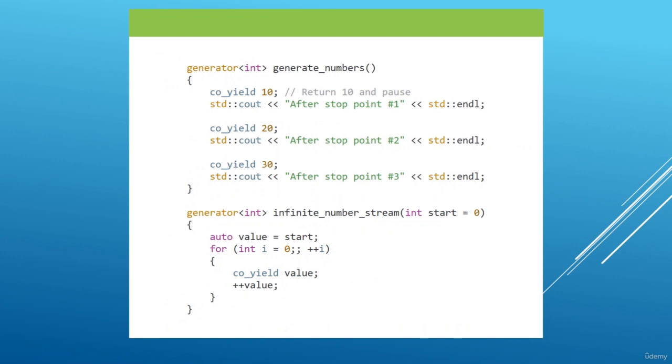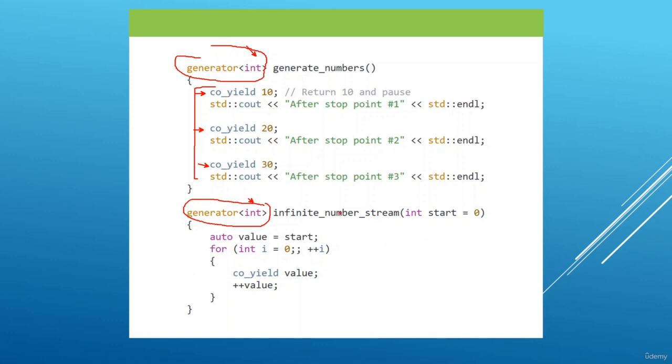Now, once we have this, we can set up a bunch of coroutine functions that are going to return our generator coroutine type. Because it is a class template, we are going to create template instances for whatever type we want to generate. In this case, we want to generate integers. The first one is really what we have seen. We are going to co-yield 10, 20, and 30.